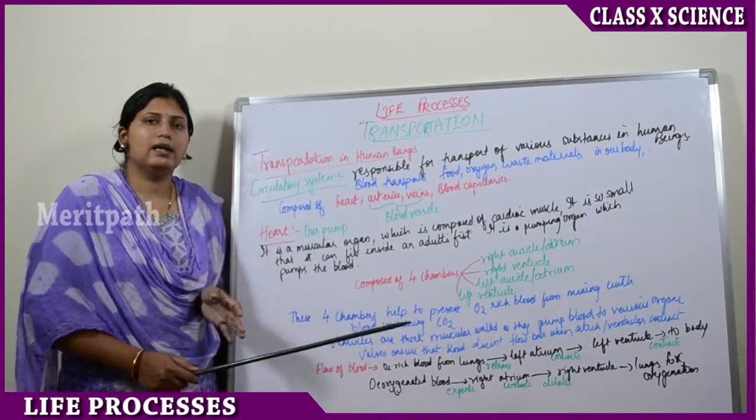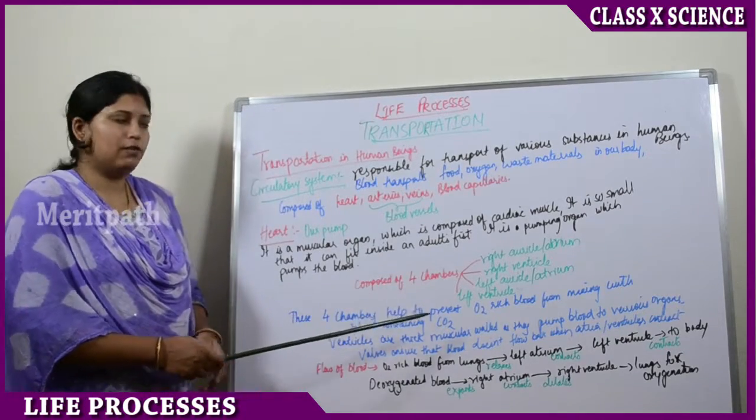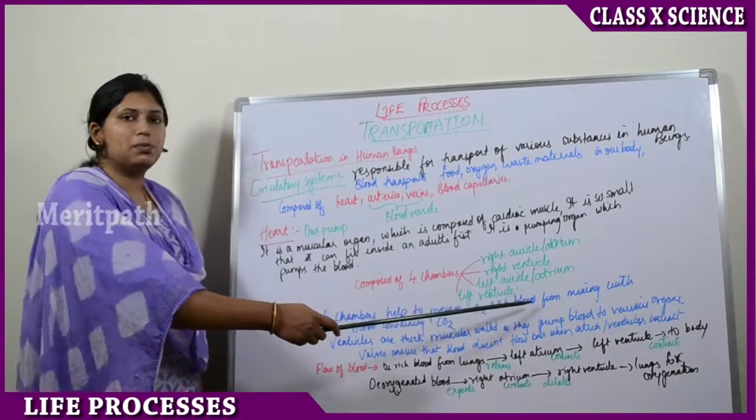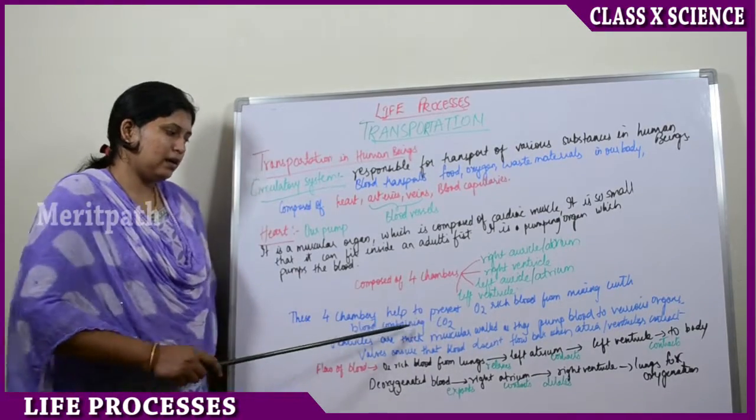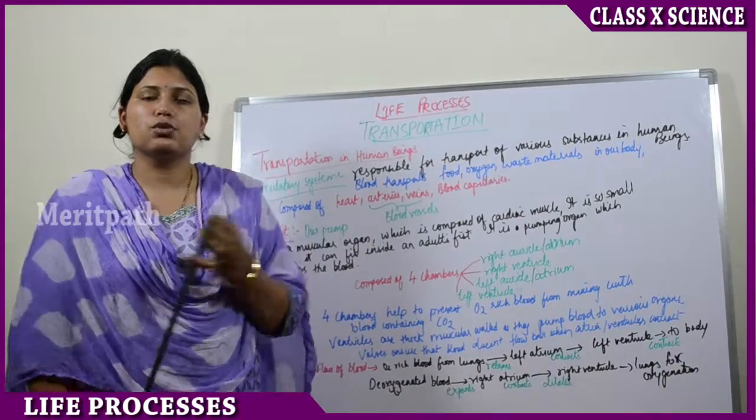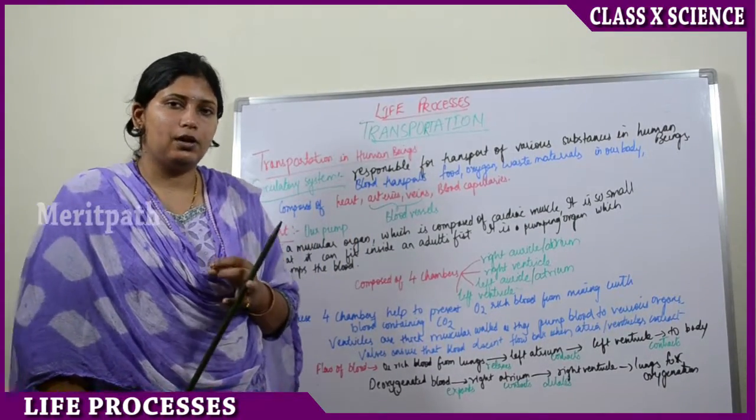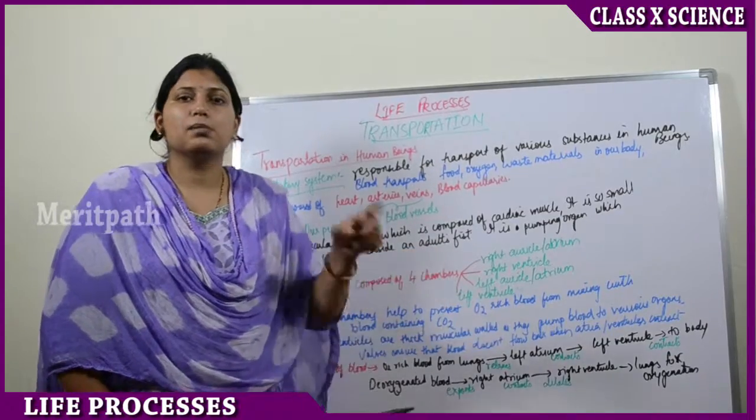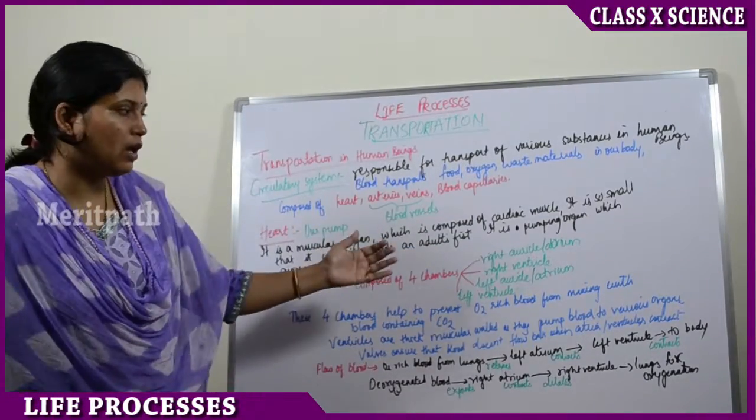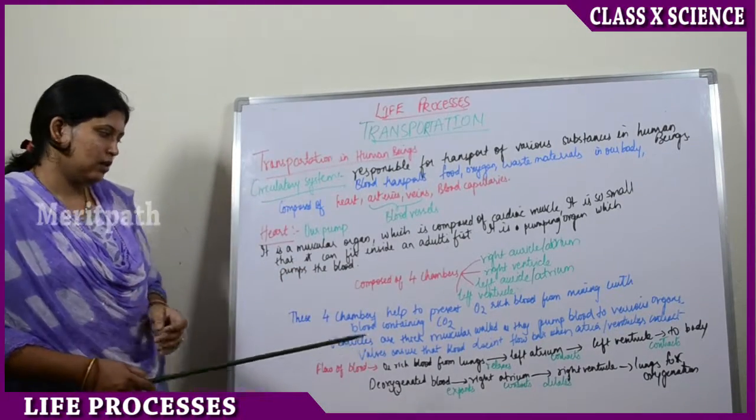Why is the heart divided into 4 chambers? These 4 chambers prevent the oxygen-rich blood from mixing with the blood containing carbon dioxide. Our body usually carries 2 types of blood, one filled with oxygen and one filled with carbon dioxide. These 4 chambers prevent the mixing of these 2 types of blood. That is the reason the heart is divided into 4 chambers.